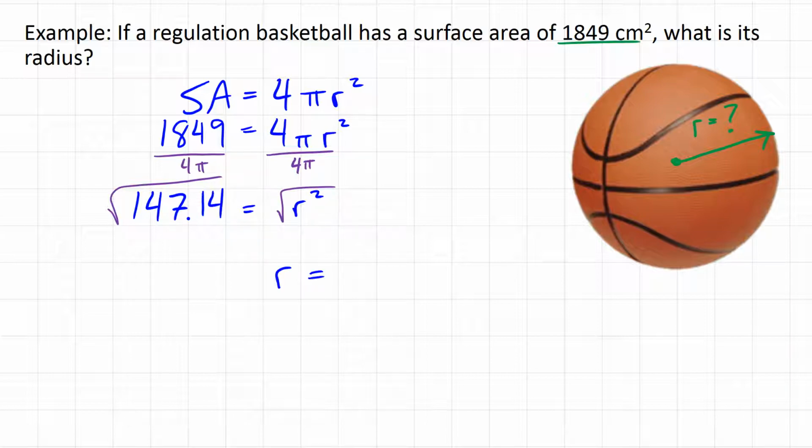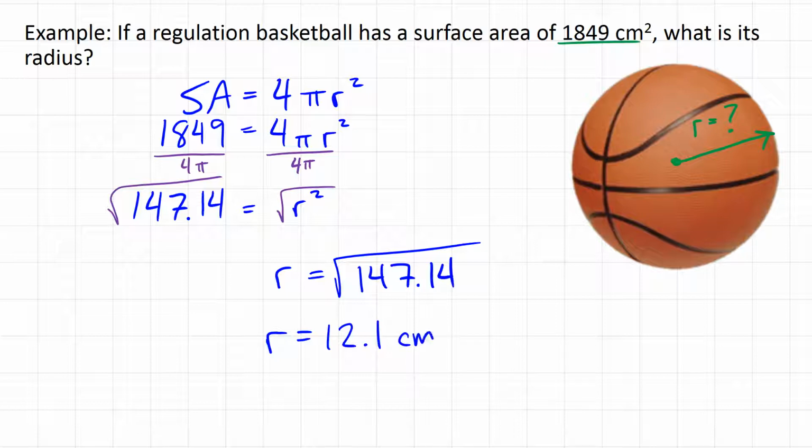So then the radius of the ball is going to be the square root of 147.14 for a total of 12.1 centimeters. Because the surface area was originally in square centimeters, whatever length we calculate out, that's going to be in just plain centimeters.